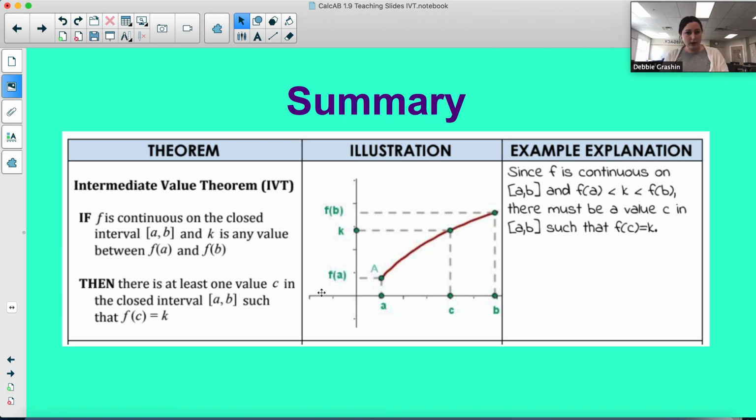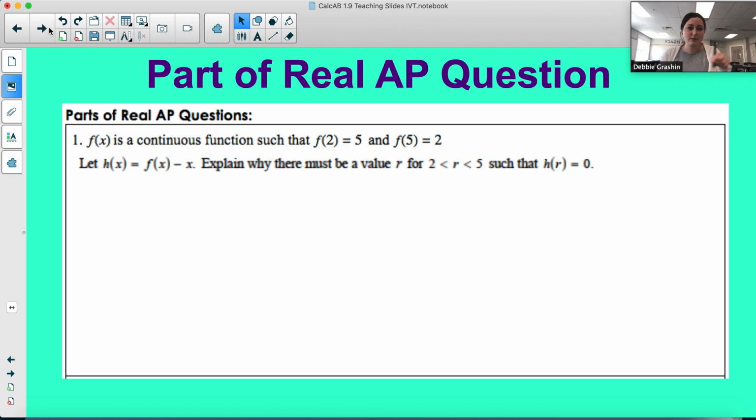at some point. And your example explanation will be, since f is continuous on the interval a to b and k is between f of a and f of b, there must be a value c in a b such that f of c equals k. Okay, we're going to work through some practice problems on the next slides.